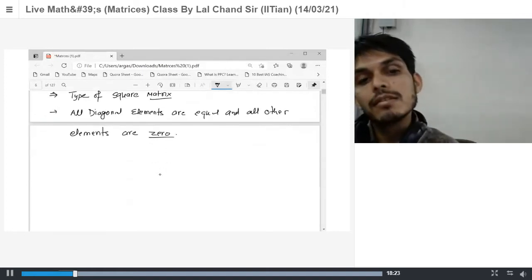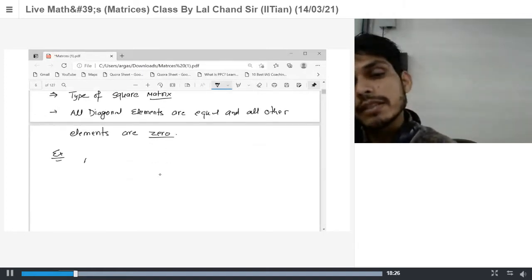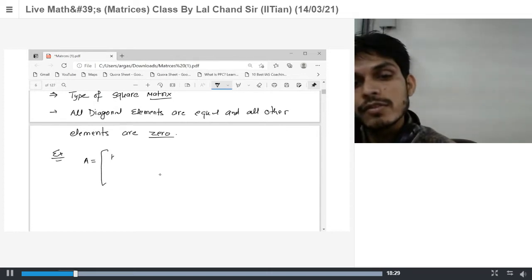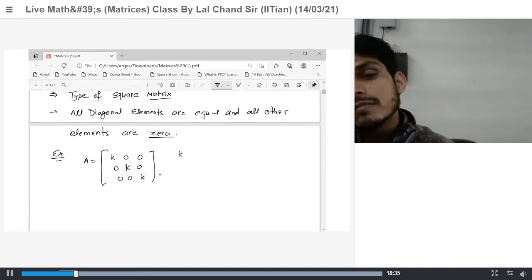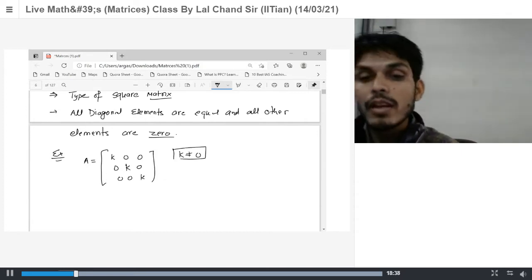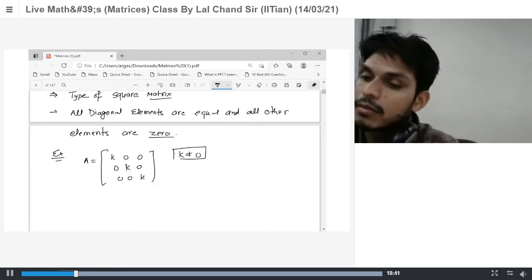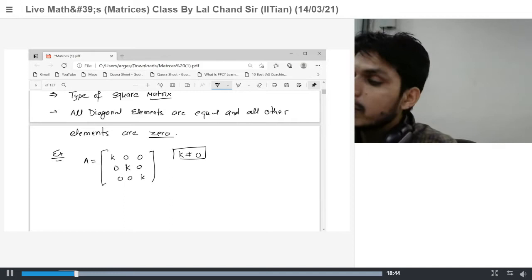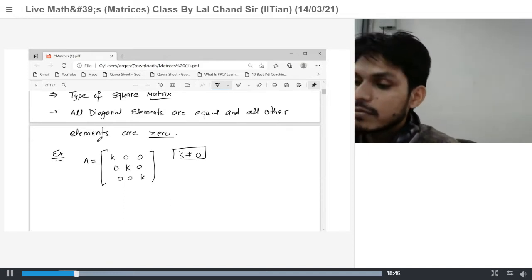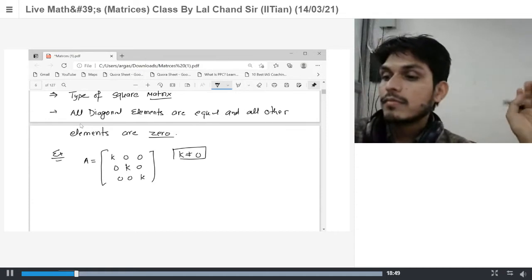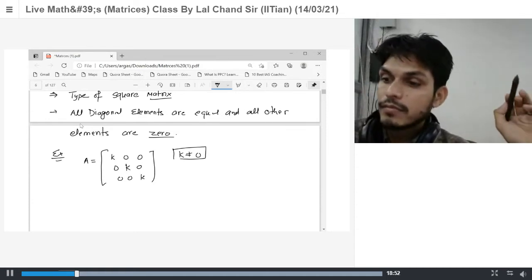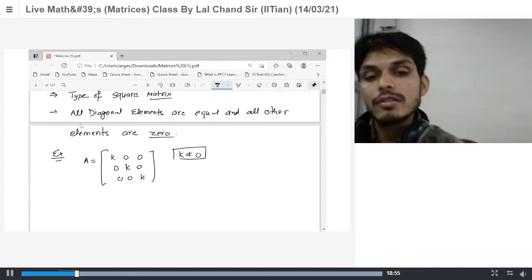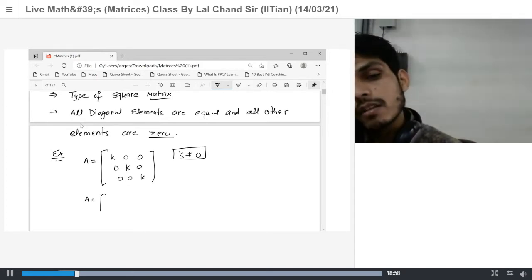So for example, if I write a matrix A, let's suppose K 0 0, 0 K 0, 0 0 K, where K is not equal to 0. So this is a scalar matrix. I think the basic types of matrices are clear to you. We can also write down 5 0 0, 0 5 0, 0 0 5. So this is also a scalar matrix.